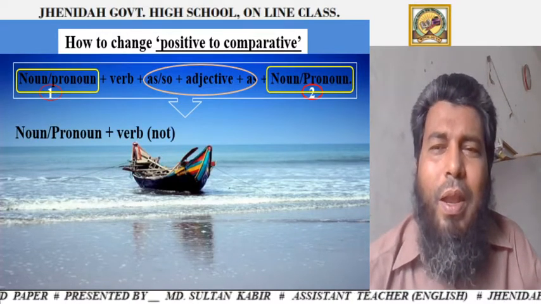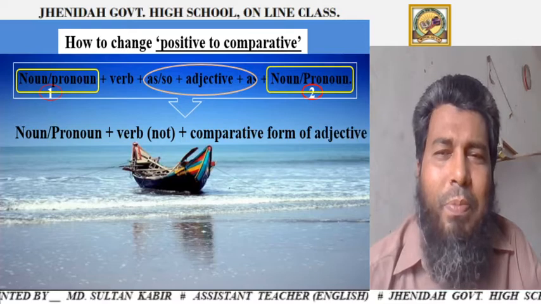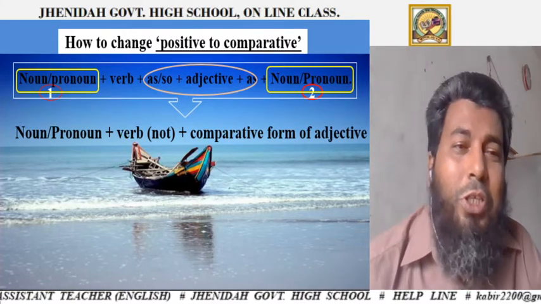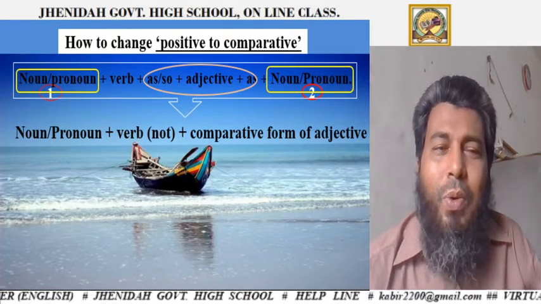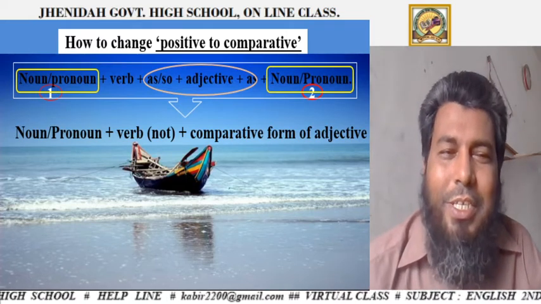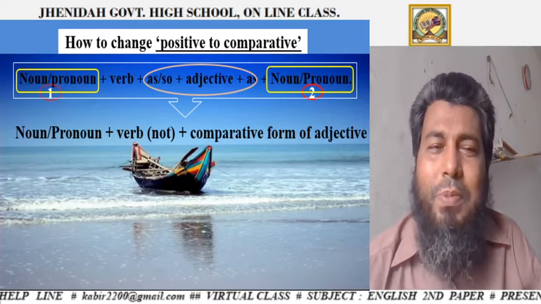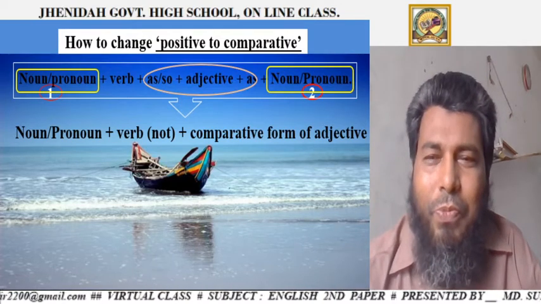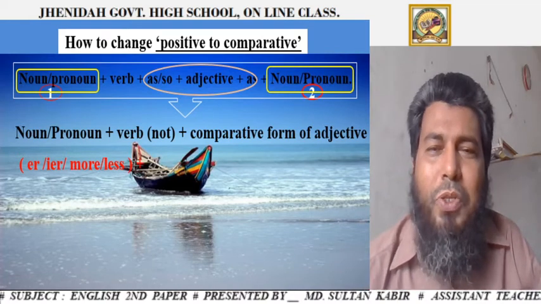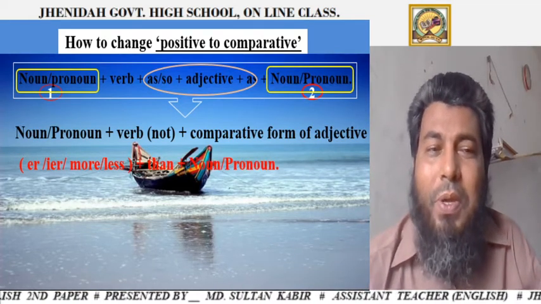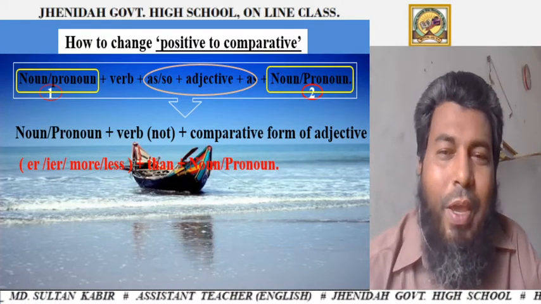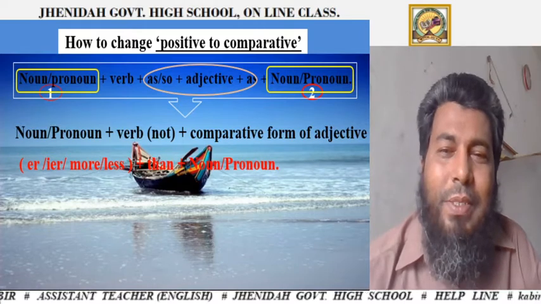At the beginning, we write down the noun or pronoun, then verb plus not. So, if there is no not in the positive degree, when we change it to comparative, we must add not, if the positive degree starts with a noun or pronoun. And then a comparative form of the adjective. To make the adjective comparative, we add er or ier, more or less. Then plus noun or pronoun.